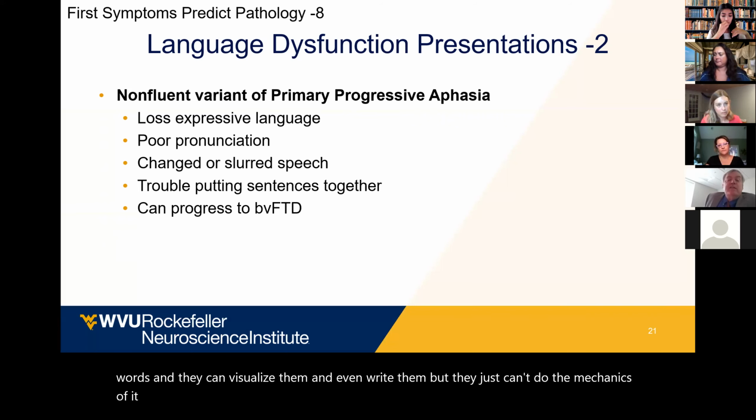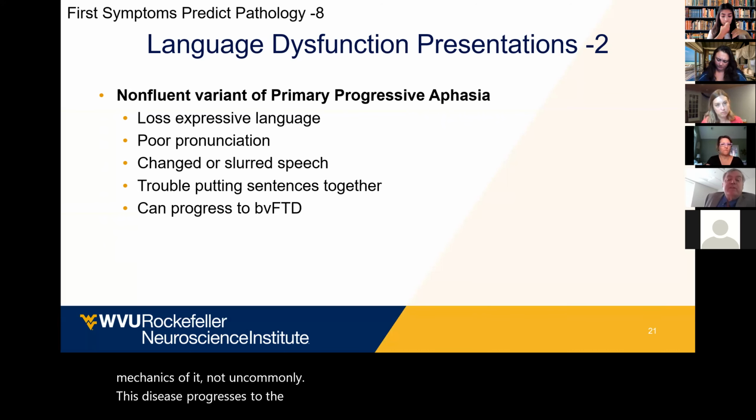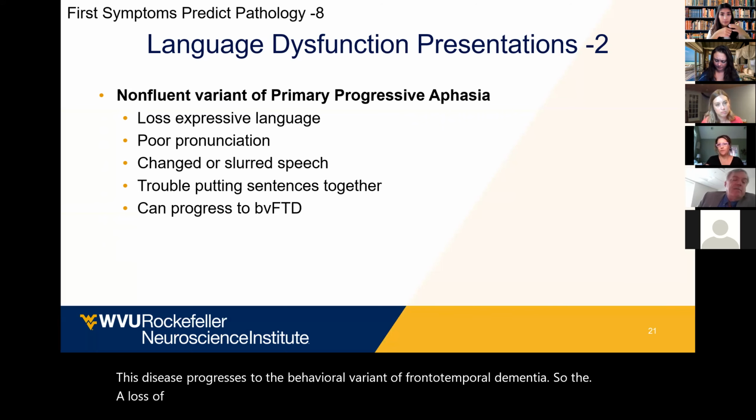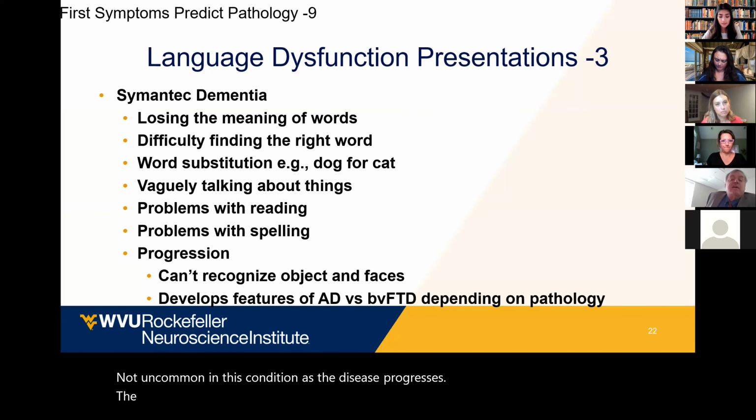Not uncommonly, this disease progresses to the behavioral variant of frontotemporal dementia. So the loss of executive function and developmental loss of empathy and disinhibition are not uncommon in this condition as the disease progresses. The last disease that I commonly see, which is quite a bit less common than the others, is semantic dementia.